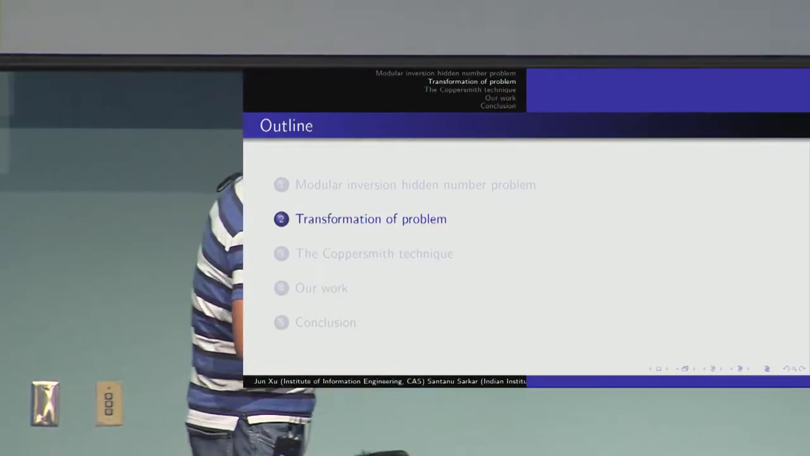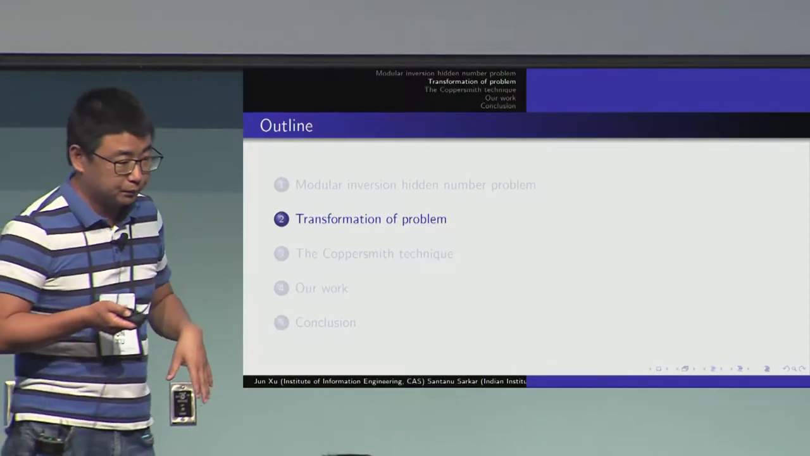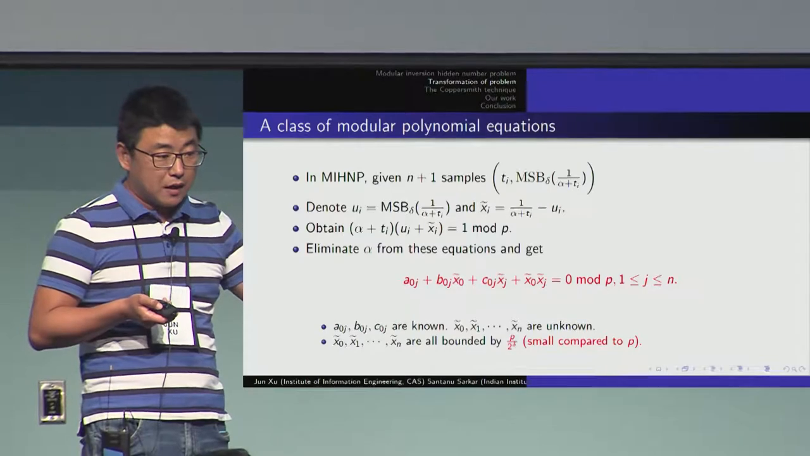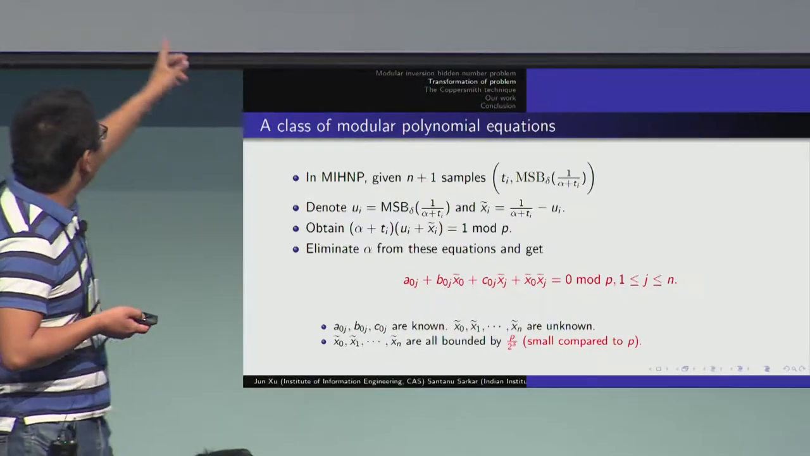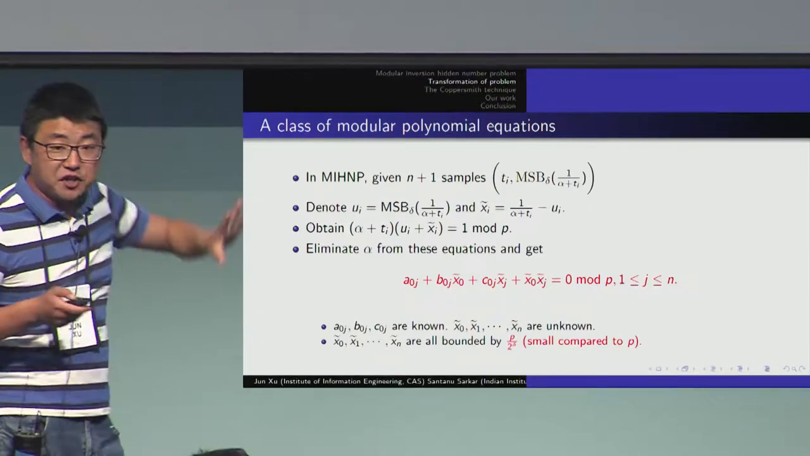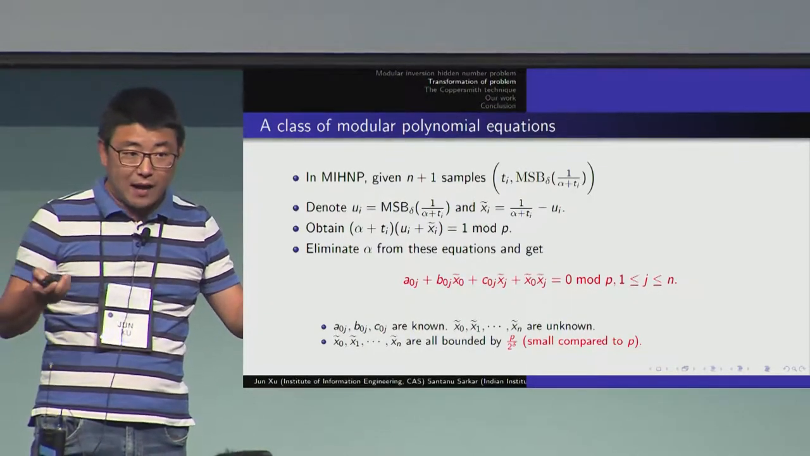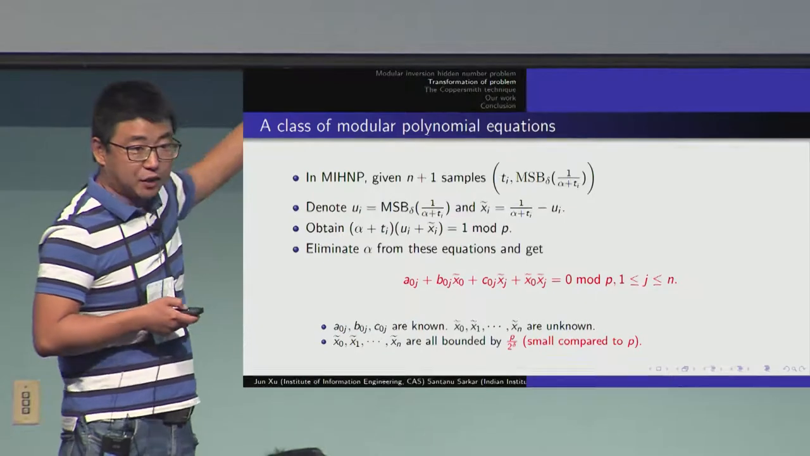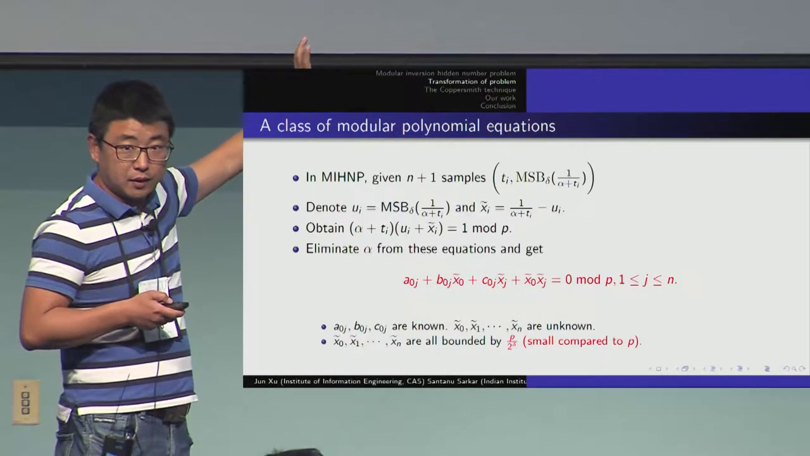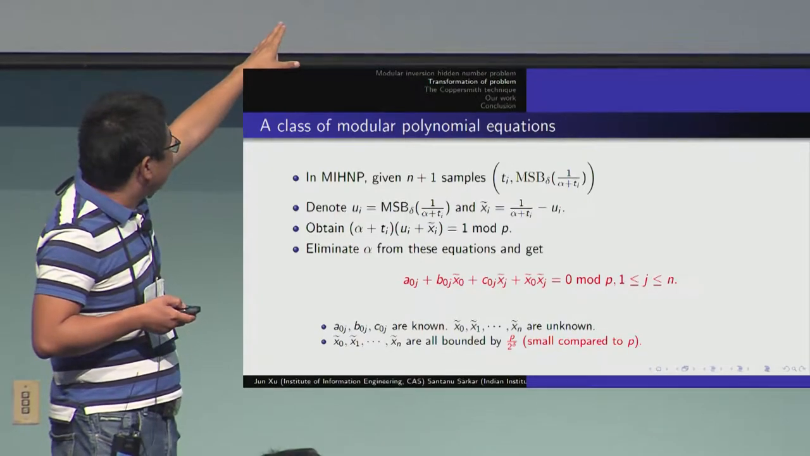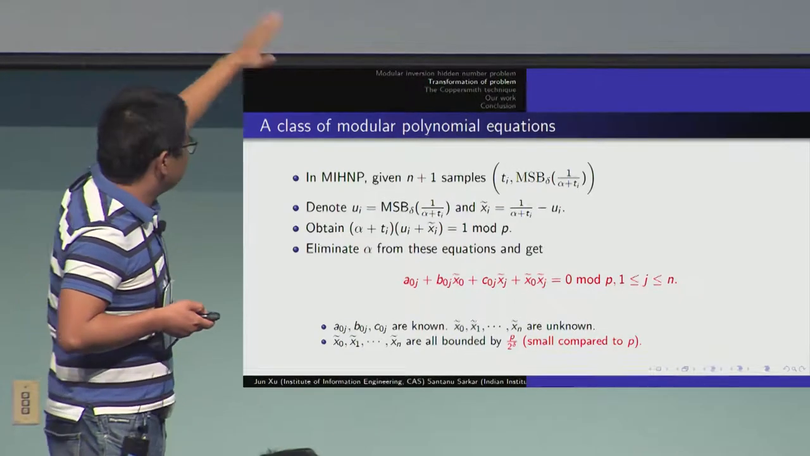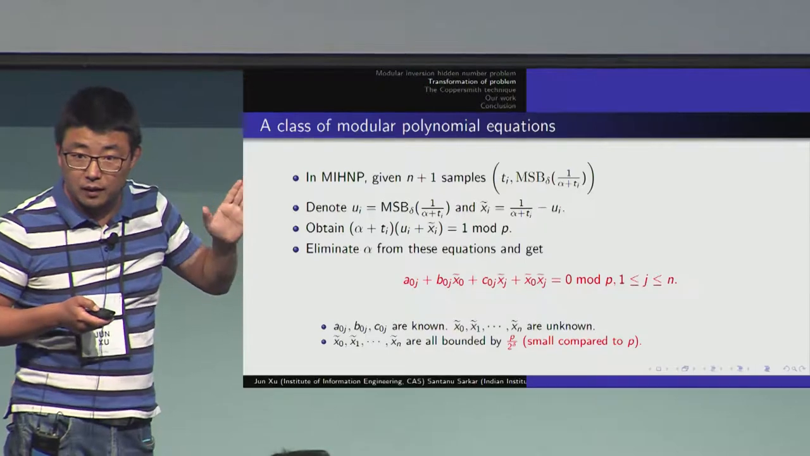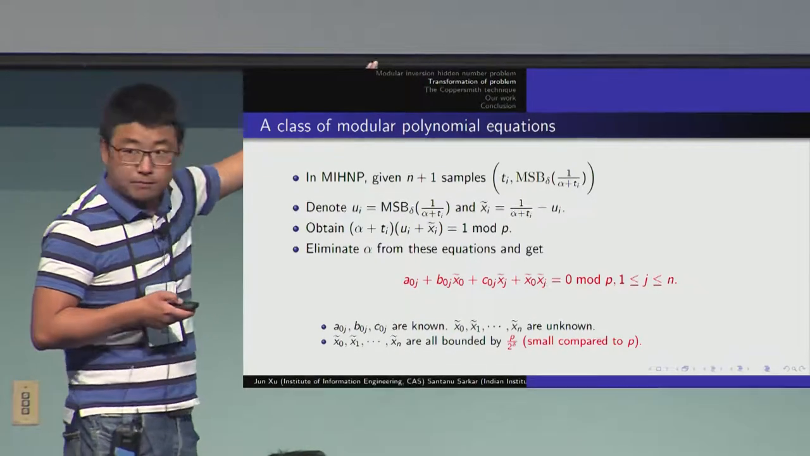Next, I will transform this problem. We can eliminate alpha. Why do we need to eliminate alpha? Because alpha is an unbounded problem. Alpha's bit size is similar to P. So we need to eliminate alpha. We can get these equations, where alpha, B, C are known, and X0, X1, ..., Xn are total unknown. Moreover, these are small compared to P.